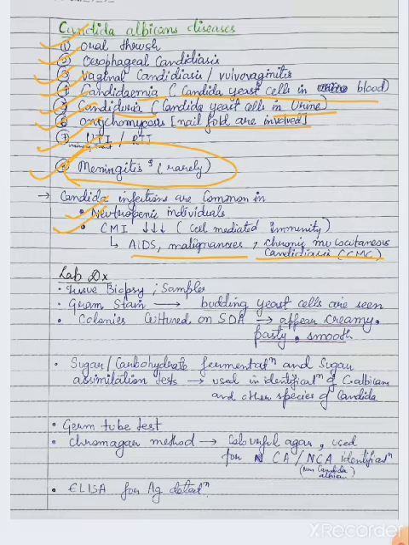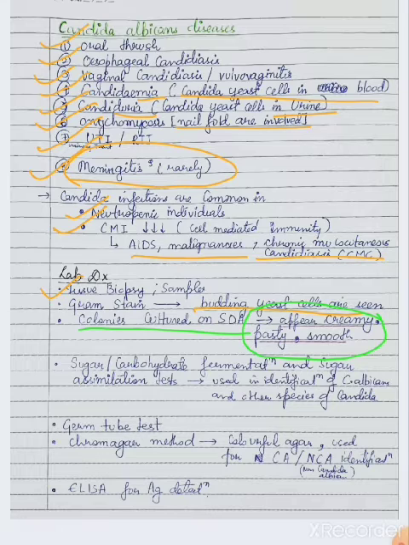Now, the lab diagnosis of Candida is tissue biopsy and samples. Then, the Gram stain, budding yeast cells are seen, and colonies cultured on SDA appear creamy, pasty, smooth. Sugar, carbohydrate fermentation, and sugar assimilation tests are used in identification of Candida albicans and other species of Candida. Third is the germ tube test, and fourth, the chrome agar method.